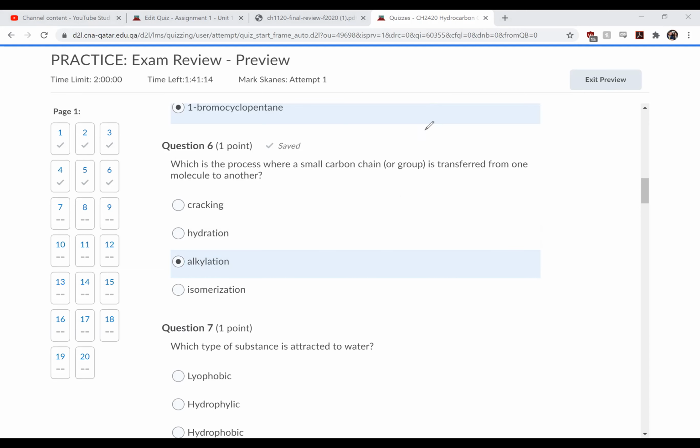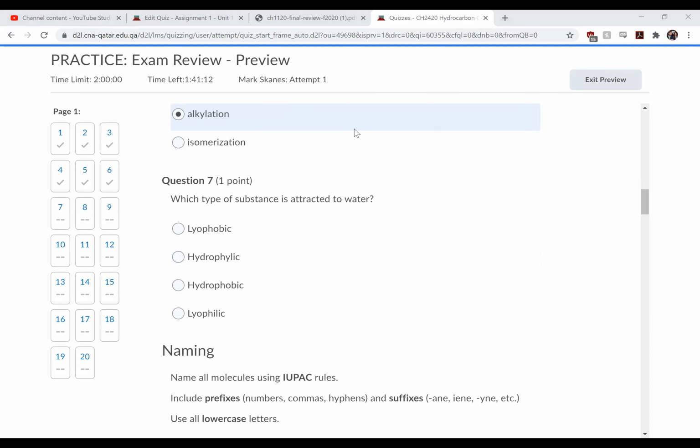Ooh, I like this one. What do you guys think about this one? We did this as well in chapter 5. Which type of substance would be attracted to water? Now, there are arguably 2 answers here, but there's only one perfect answer. There's one answer that literally means that it's attracted to water. So what do you guys think? Lyophobic, hydrophilic, hydrophobic, or lyophilic?